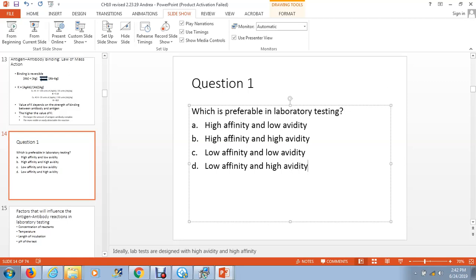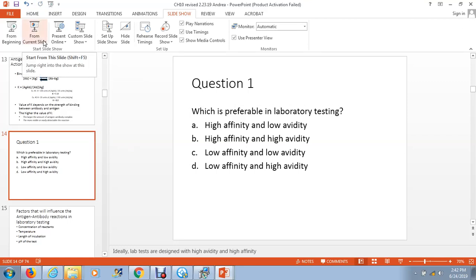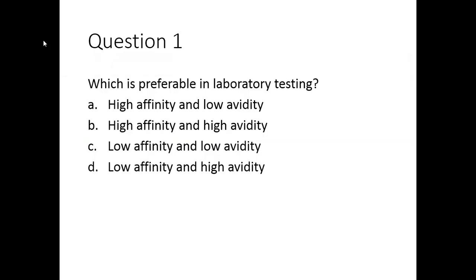Clearly, it's something with high affinity and high avidity. We get a great initial attraction in the lab, and we also get a great strength of the binding that's going to stay stuck together. Why in the lab do we want things to be stuck together? Well, we're doing testing and we want to be able to visualize this, and we need to be able to keep things stuck together in order to have enough time to see the reactions come to play.